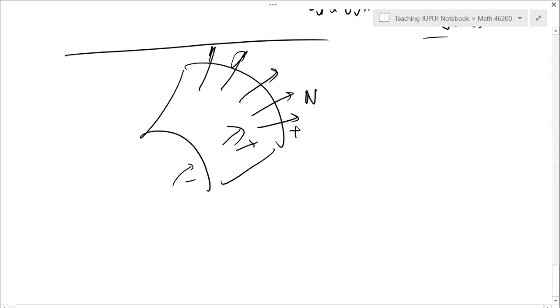All right, I'm going to talk about one example. This is a very famous example. This is called the Mobius strip.